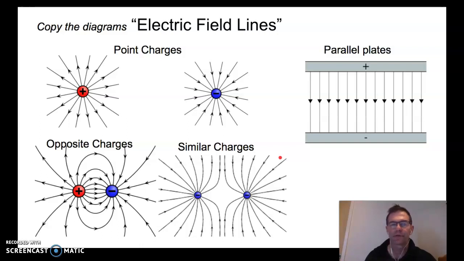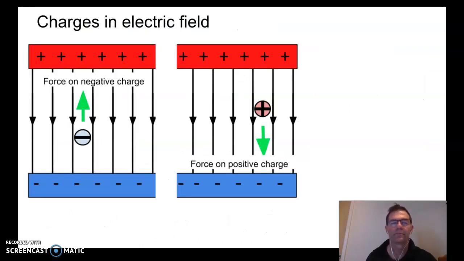So you should have those diagrams copied in. So what happens when you put a charge into an electric field? Well, because there's a force, then it's going to accelerate.